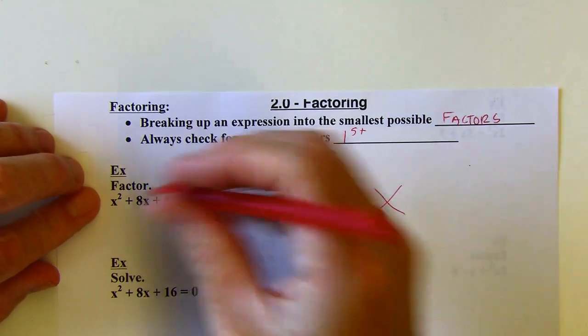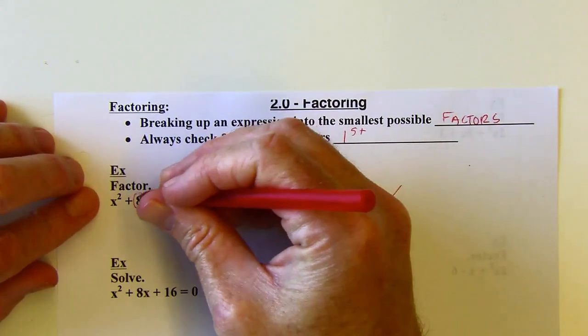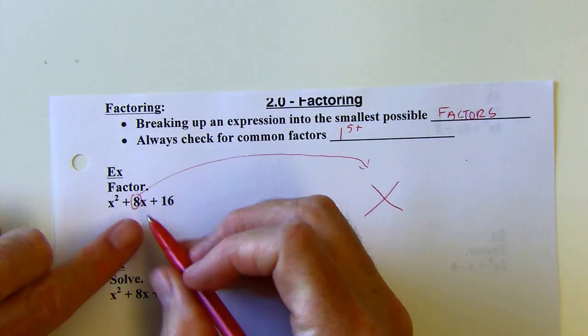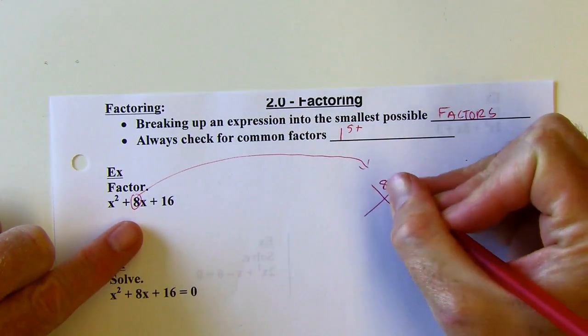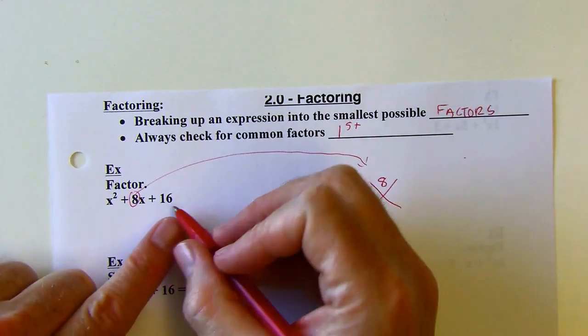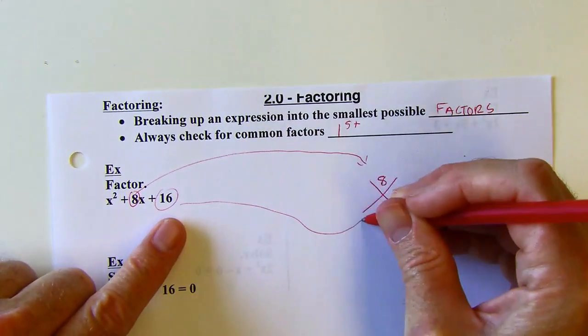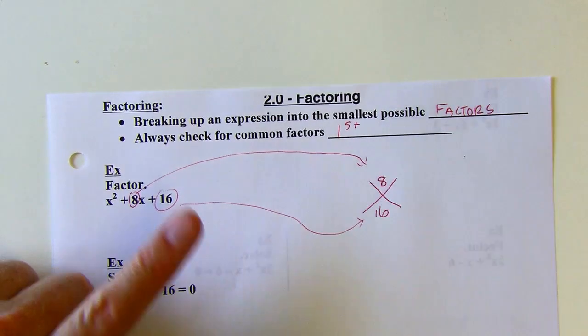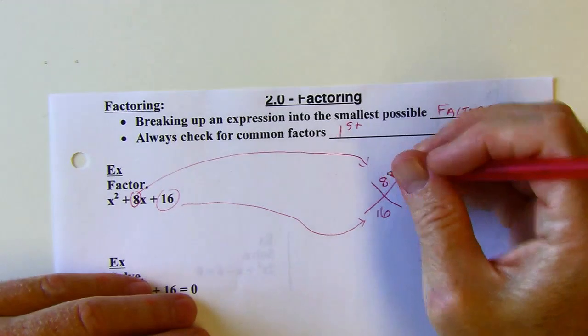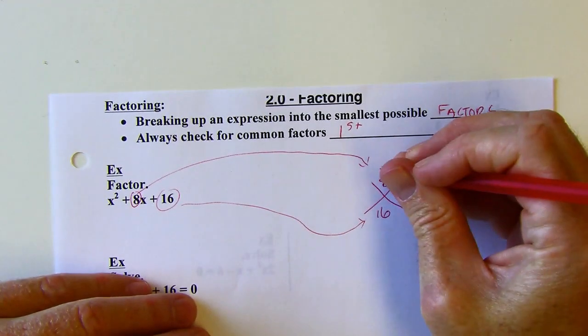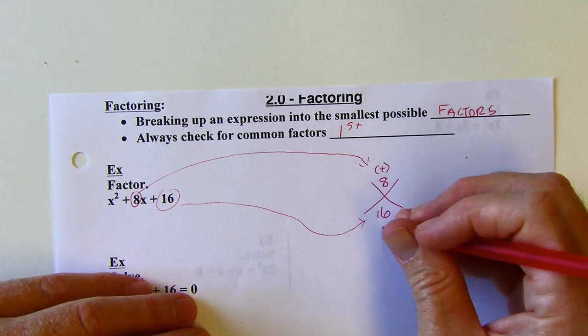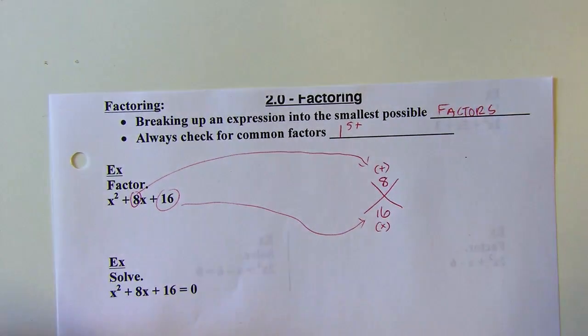Okay, but here's how a diamond problem works. I'm going to take that coefficient of the x term and put it in the top of this x, and then I'm going to put the 16 in the bottom, the constant. Okay, now this is like a little riddle. I'm looking for two numbers that are going to add to 8. The same two numbers will multiply to 16.